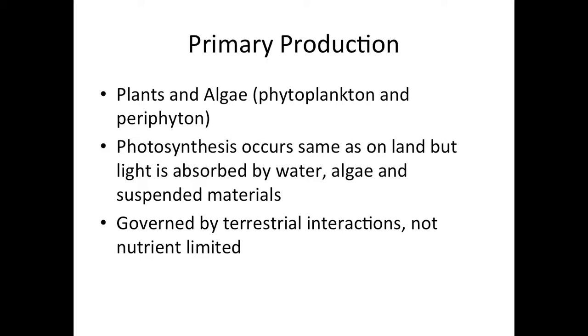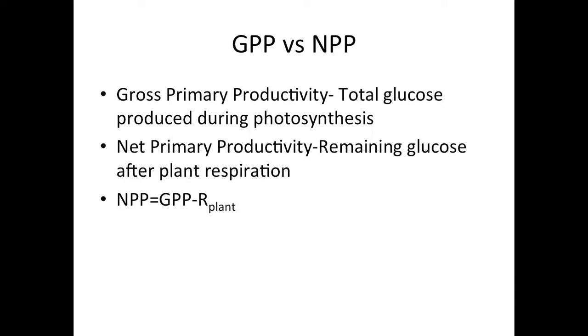Nutrients in streams are governed by terrestrial interactions, meaning that most of the nutrients in the streams come from land and are introduced. And most streams are not nutrient limited due to the seasonal changes of leaves falling, introducing CPOM, or overland flow, or geology.